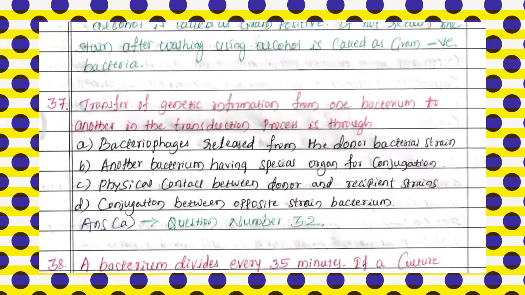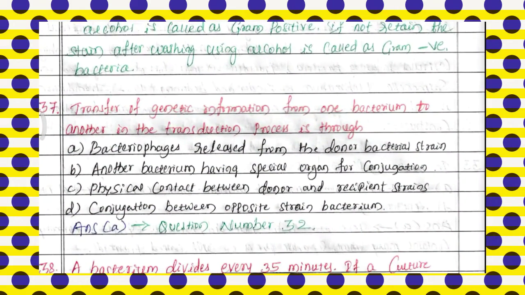37. Transfer of genetic information from one bacterium to another in the transduction process is through: bacteriophages released from the donor bacterial strain, another bacterium having a special organ for conjugation, physical contact between donor and recipient strains, conjugation between opposite strain bacterium. Answer is A. Bacteriophages released from the donor bacterial strain. The explanation is given in question number 32.